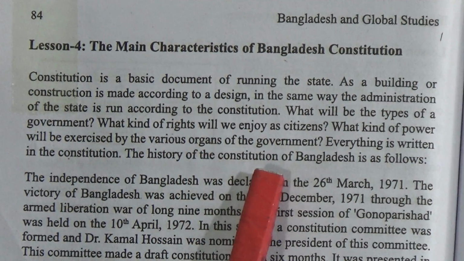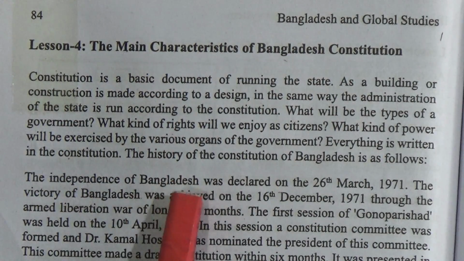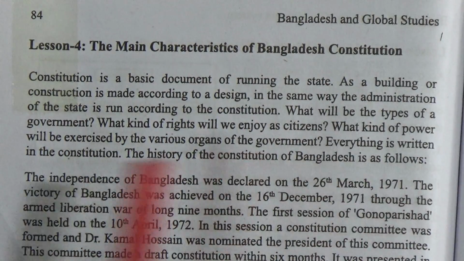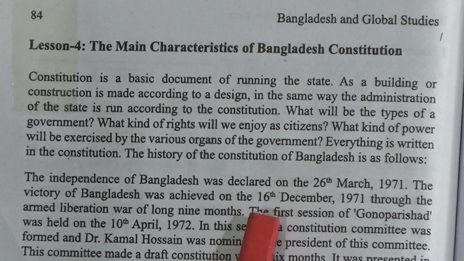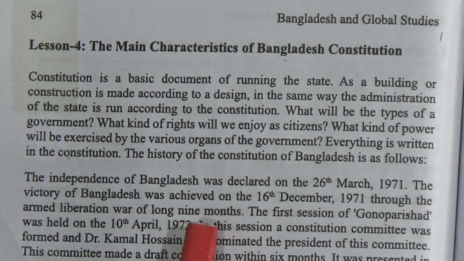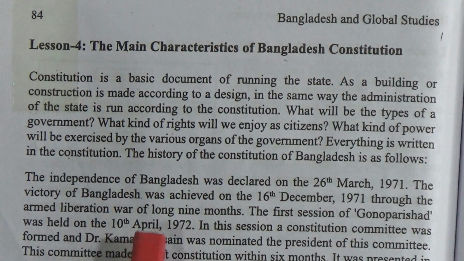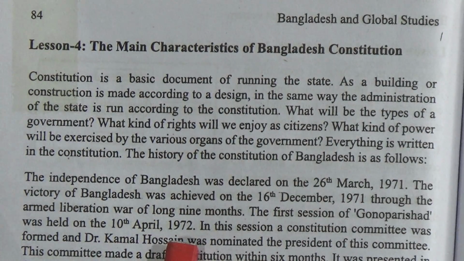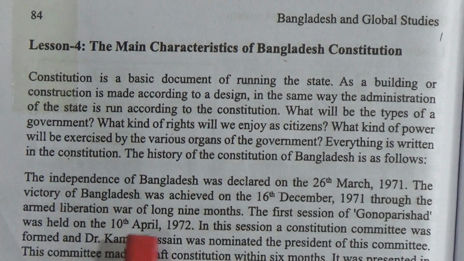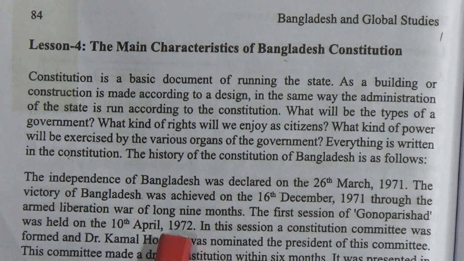The history of the Constitution of Bangladesh is as follows. The independence of Bangladesh was declared on the 26th March 1971. The victory of Bangladesh was achieved on the 16th December 1971 through the Armed Liberation War of long 9 months. The first session of Ganaparishad was held on the 10th April 1972. Students, mark this line. The first session of Ganaparishad was held on the 10th April 1972. It was after Liberation War.